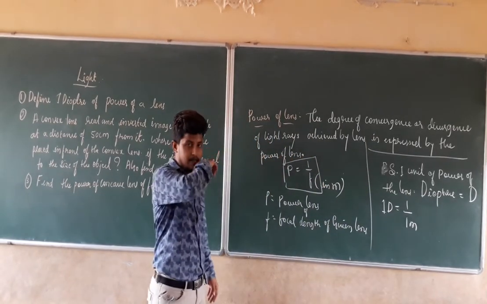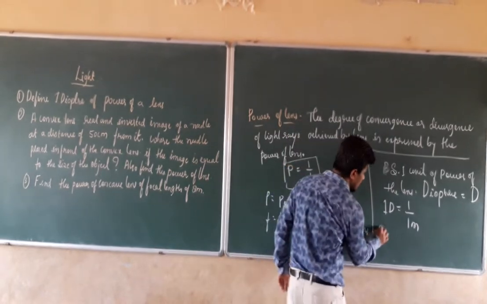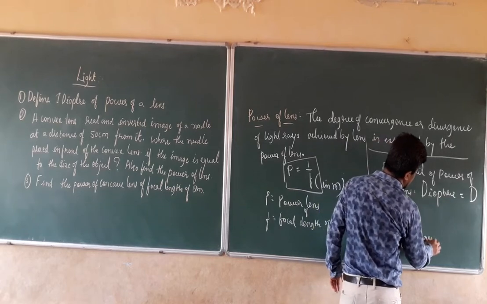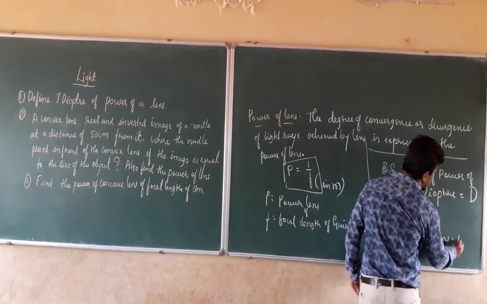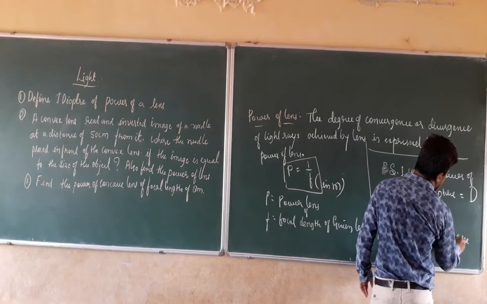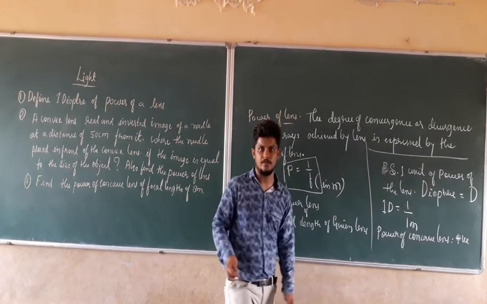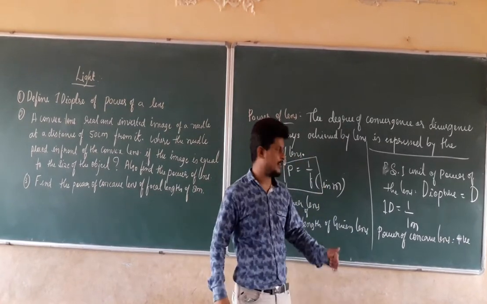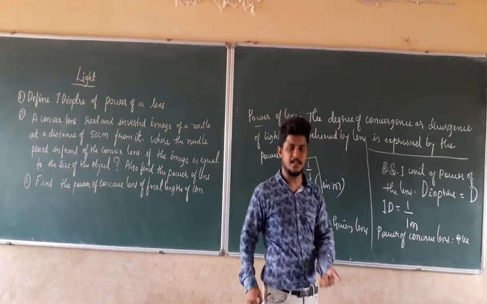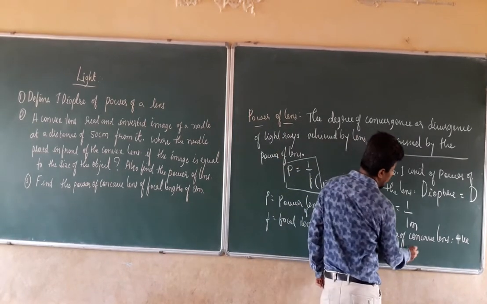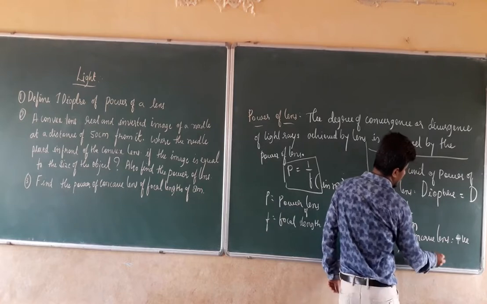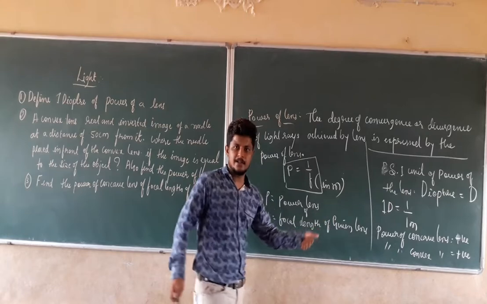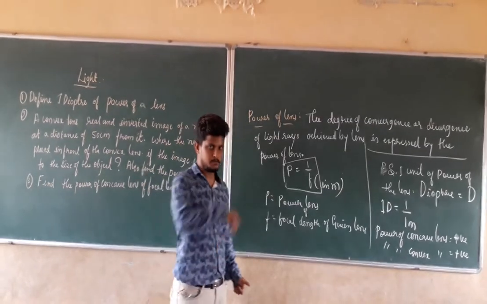In the same manner, the power of the concave lens is always negative. Why is it negative? Since the focal length of the concave lens is negative, for that reason the power of the concave lens is always negative. In the same manner, the power of the convex lens is always positive.